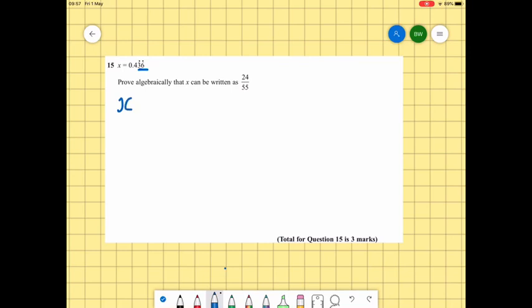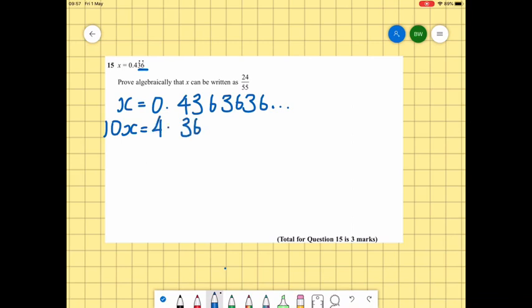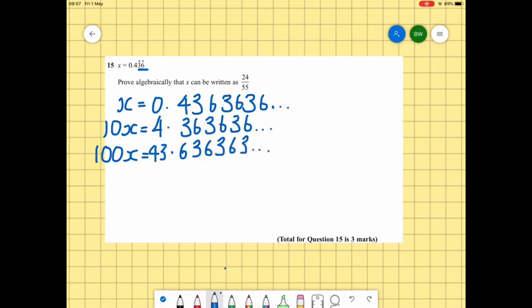So if I know that x is equal to 0.436 and those 36 are recurring, now I could work out what 10x was relatively easily by multiplying that by 10, 4.36, 36, 36, and so on. Now, that's not going to help me. What I've got to try and do is get rid of or eliminate that recurring part. So, if I multiply the first one by 100 to get 100x, that'll get me 43.6363, and so on. And again, that wouldn't help me.